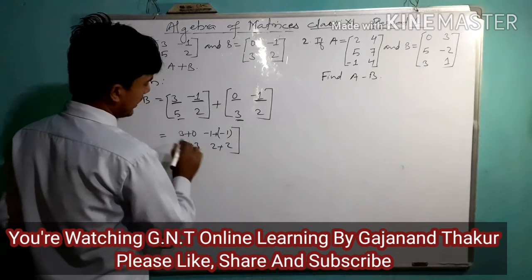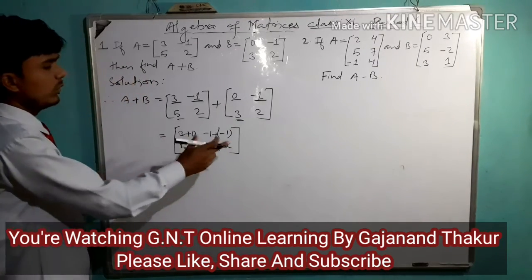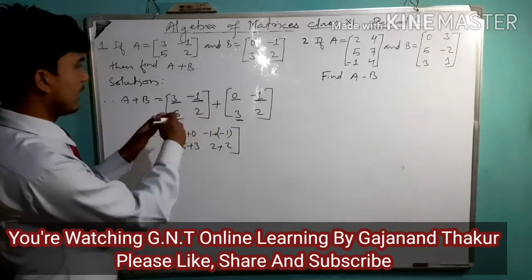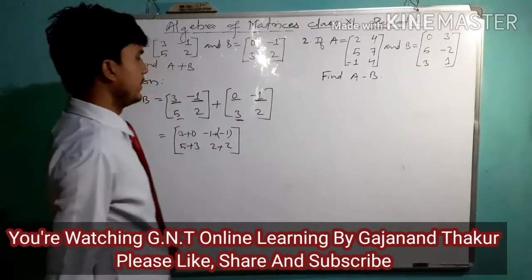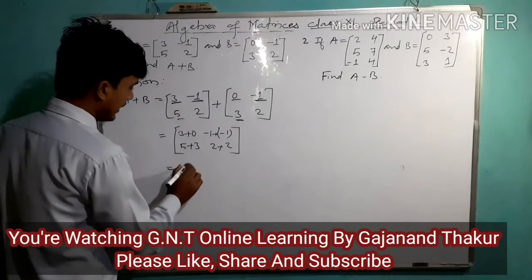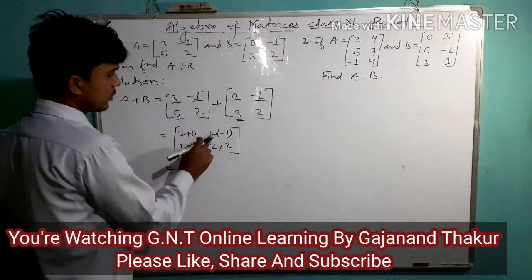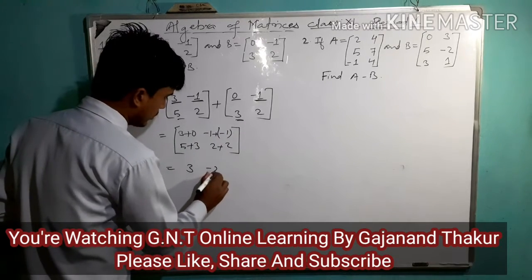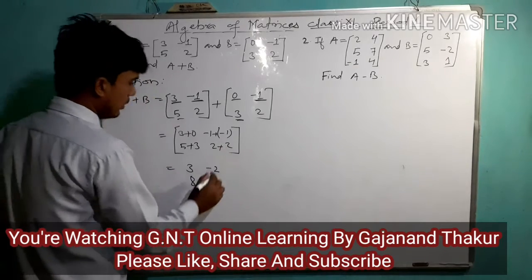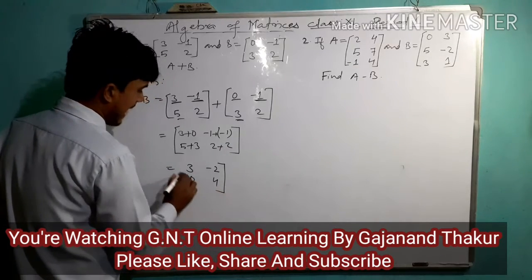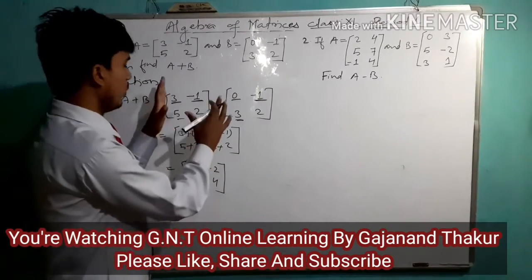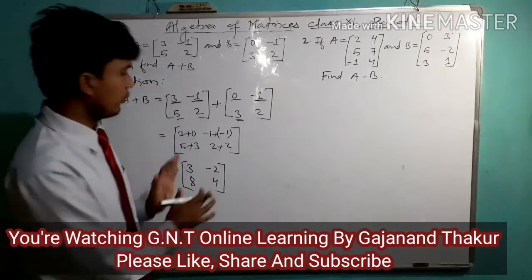So what we are understanding is that we add the corresponding elements of the first determinant and the corresponding elements of the second determinant, right? So when we add 3 plus 0, we get 3. Minus 1 plus minus 1 gives minus 2. 5 plus 3 gives 8, and 2 plus 2 gives 4. So this is the answer for this question. This is very simple, basic. When we do addition, we follow this rule.